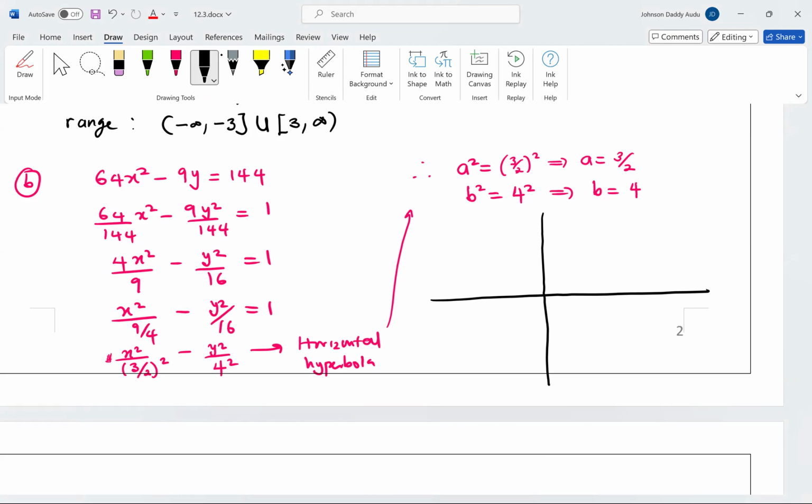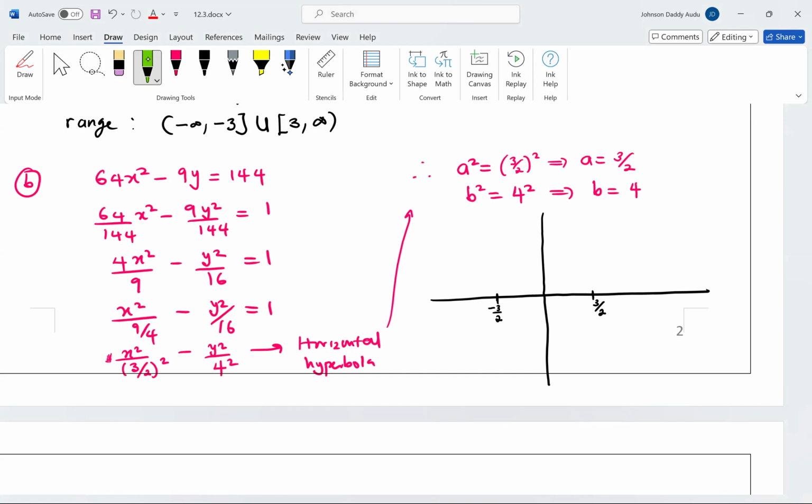So the transverse axis is going to be on the x-axis, right? Okay, so since it's going to be on the x-axis, it simply means that here we'll have, what's a? 3 over 2. So somewhere here, we're going to have 3 over 2, and somewhere here, we're going to have minus 3 over 2. Okay. Then what next?